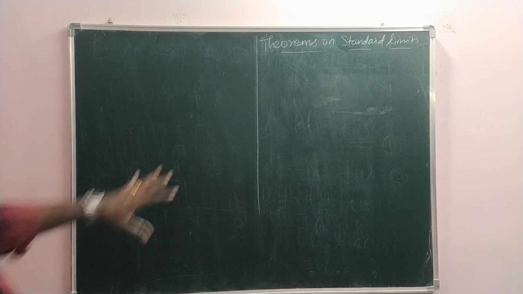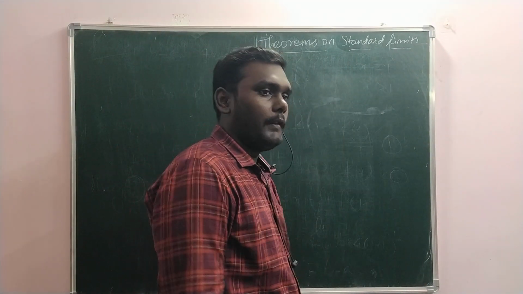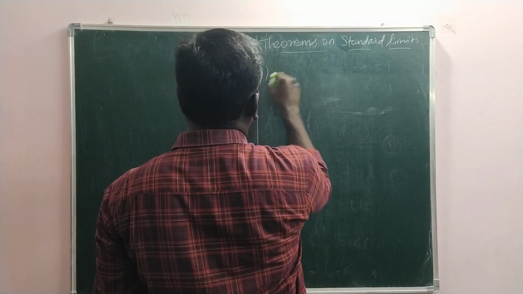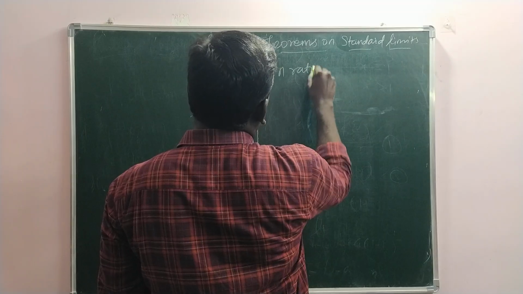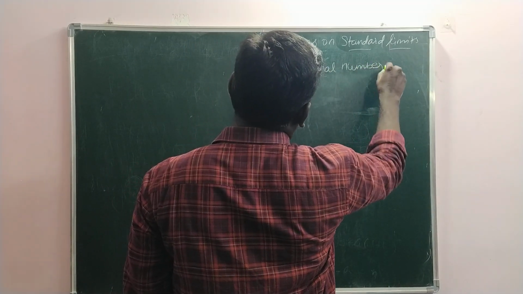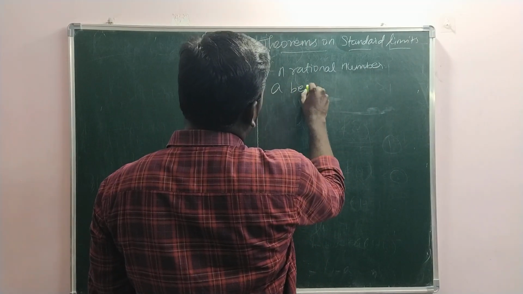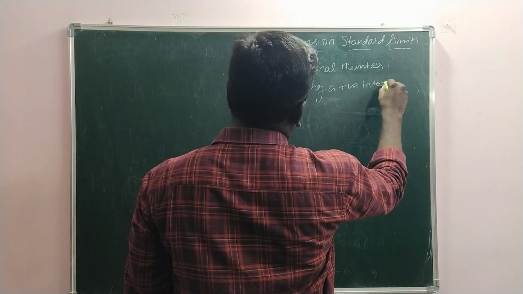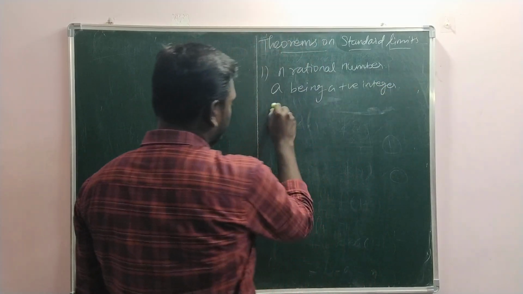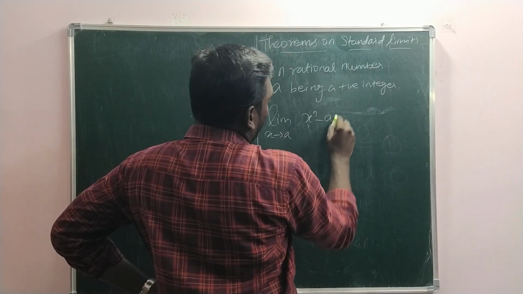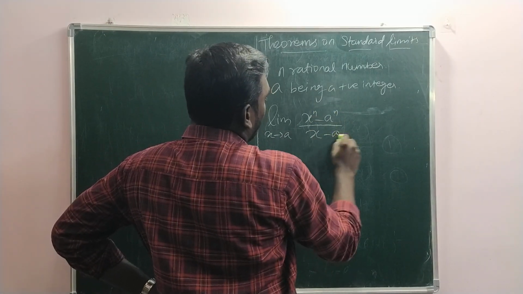These are not theorems on standard limits. We are going to use them as formulas. So the first one: n is a rational number and a is a positive integer. Then limit x tends to a, (x^n - a^n) / (x - a).